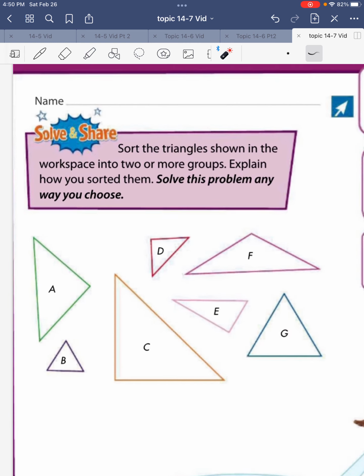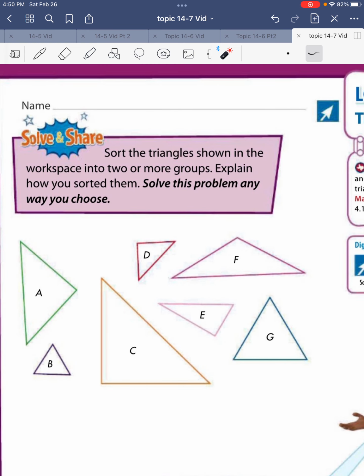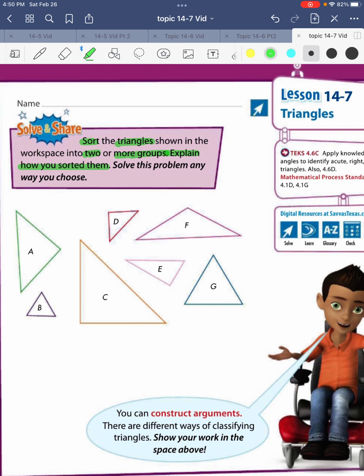Okay. So our problem says sort the triangles shown in the workspace into 2 or more groups. Explain how you sorted them. So it wants us to sort the triangles in either 2 or more groups. And it wants us to explain how we sorted them. Okay. So there's multiple ways we can do this.